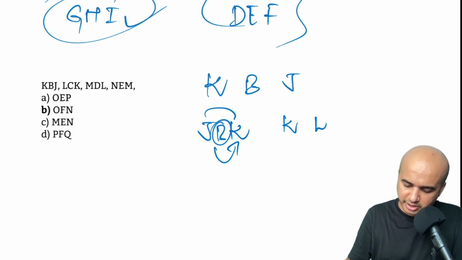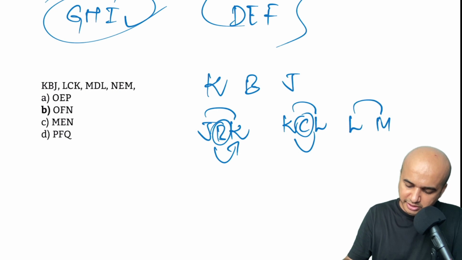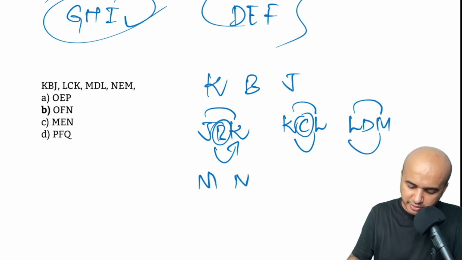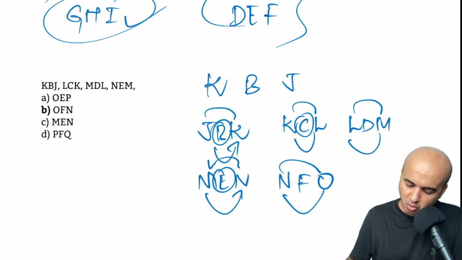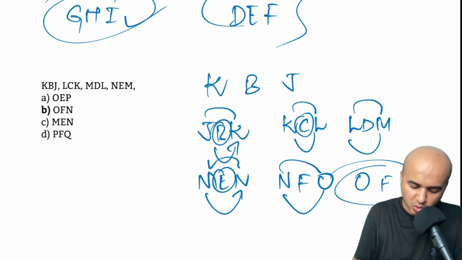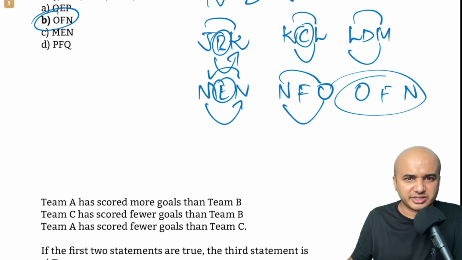HIJKL. So again they have reversed and written C in between. Then LM, they have reversed and written D in between. Then MN, they have reversed these two and written E in between. Next would be NO. After E we have F, they would have reversed this, so ONF, this would be the right answer. So OFN. Again, not so difficult, it was easy to decipher.